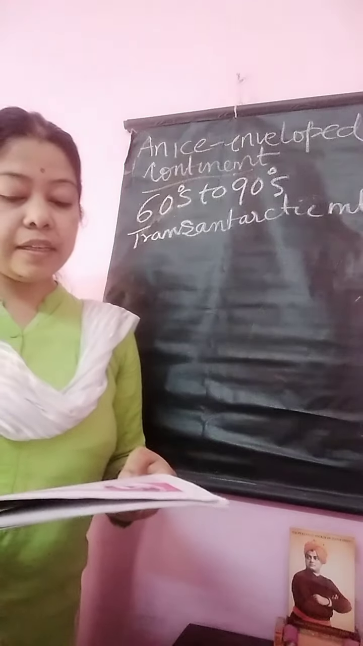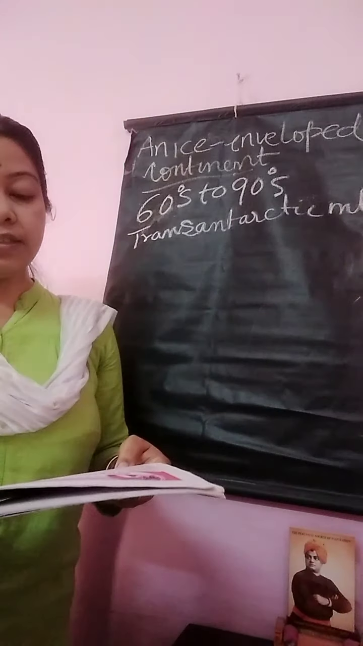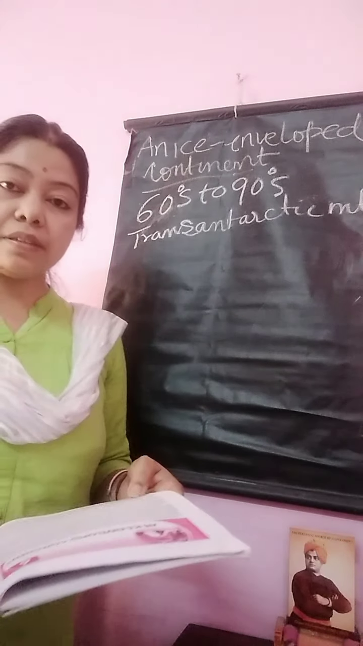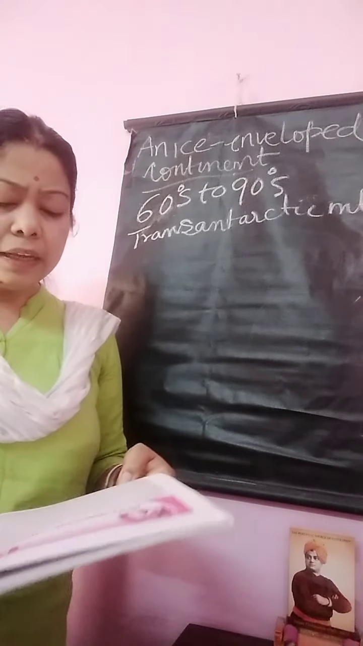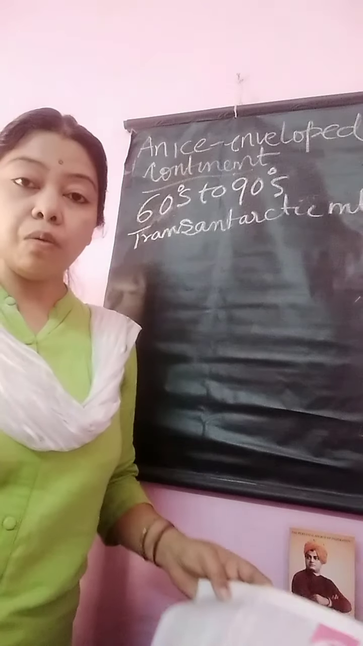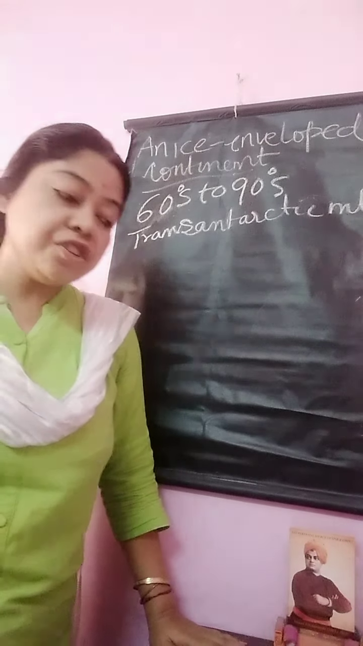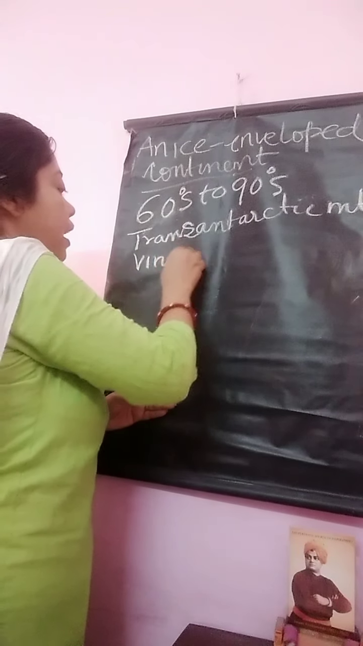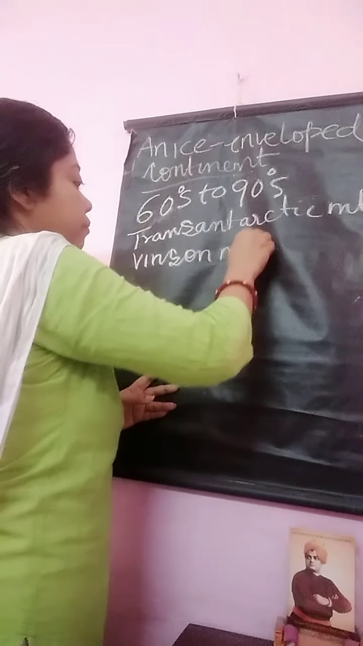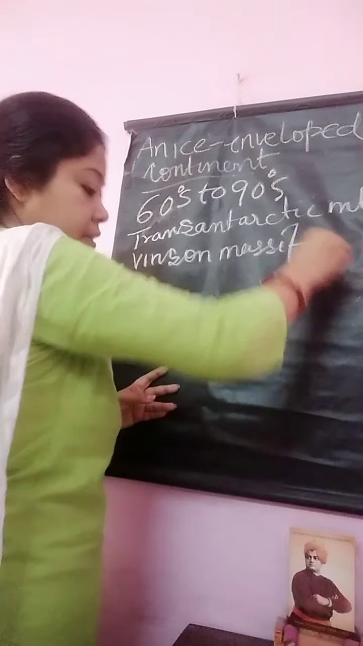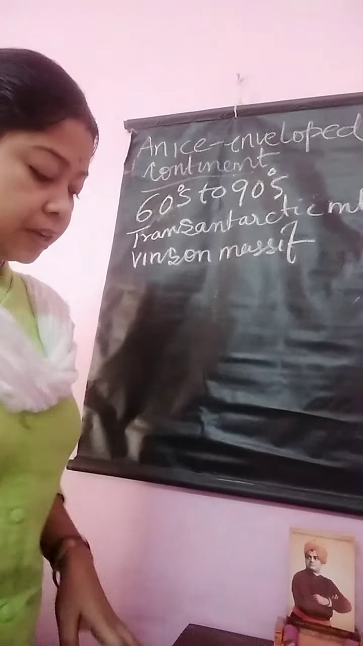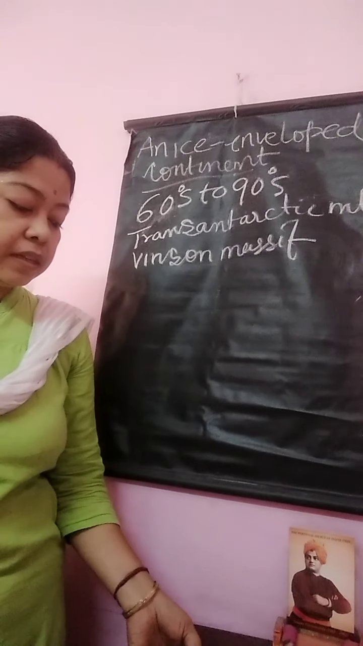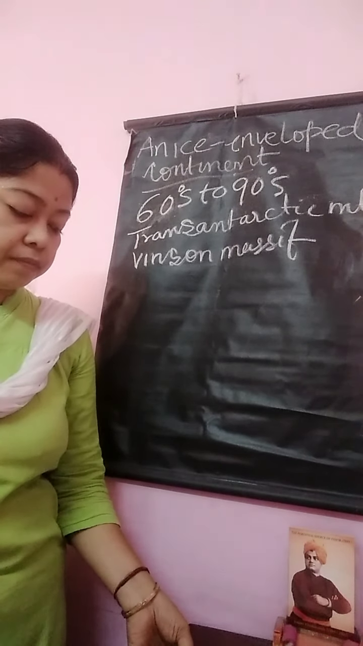West Antarctica is covered by the West Antarctic ice sheet. East Antarctica lies on the Indian Ocean side of the Trans-Antarctic Mountain. The highest peak of Antarctica is Vinson Massif. It is located in the Ellsworth Mountains.